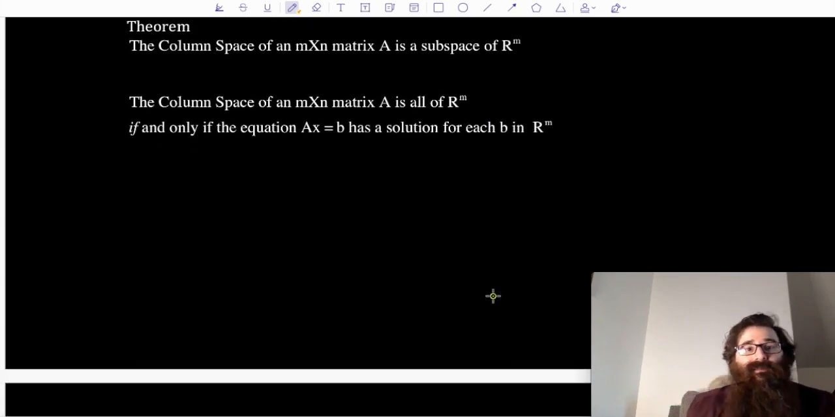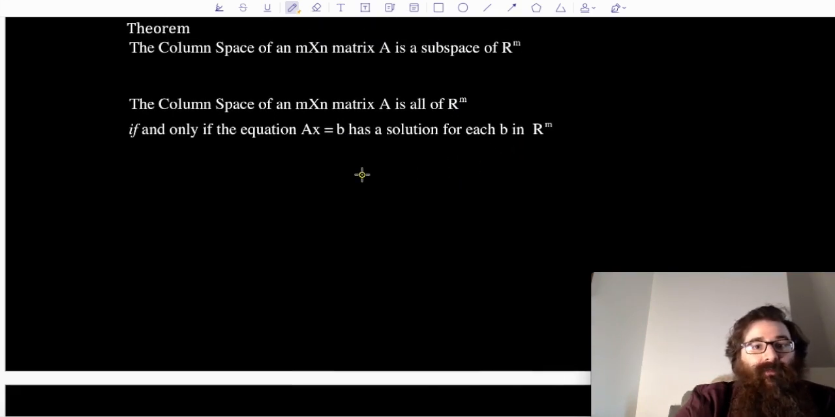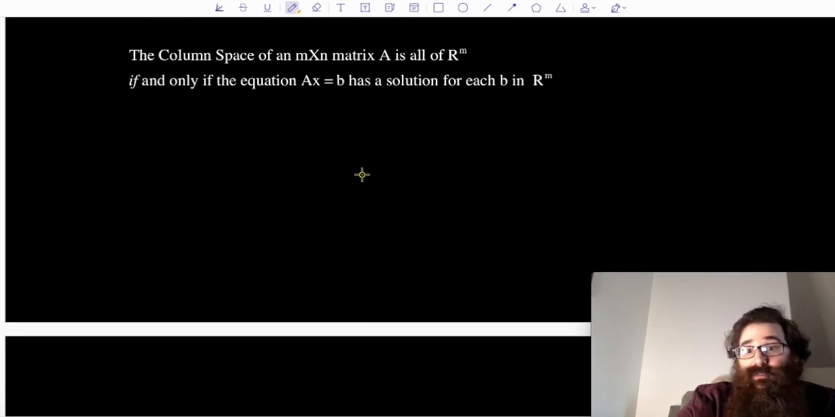We also have the column space of an m by n matrix A is all of vector space Rm if and only if... so this is kind of a tall order. When is it going to be all of that vector space Rm? It's a subspace of it, but when is it going to be all of it entirely? That's if and only if the equation Ax equals b has a solution for each b in Rm. So we have to be able to achieve everything in Rm through the reach of our column space. And then we get to claim the entire vector space, which, hey, that's as good as it gets.